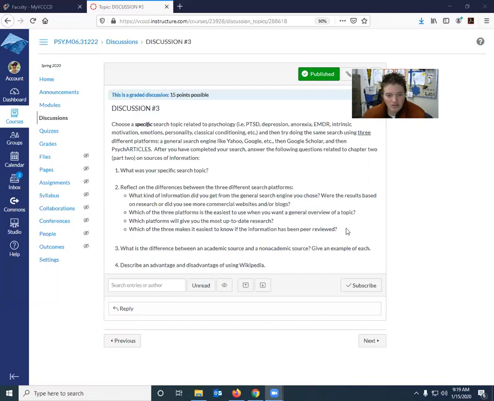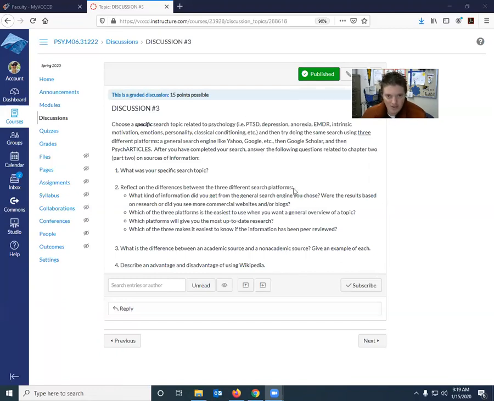Then you'll also briefly talk about the difference between an academic and a non-academic source. So define and describe the 2 and give me one example of each. And describe an advantage and disadvantage of using specifically Wikipedia. So I look forward to what you came up with.